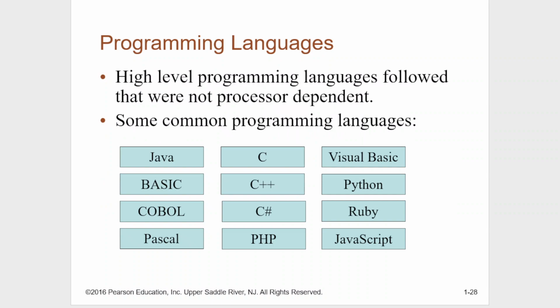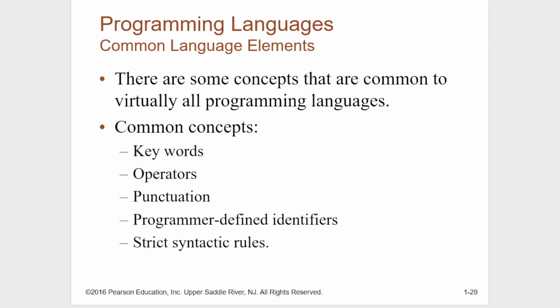High-level programming languages that were not processor dependent followed. And some of these programming languages are below here. We have Java, Basic, COBOL, Pascal, PHP, C#, C++, C, Visual Basic, Python, Ruby, JavaScript. There are so many more you could keep going on to, but that's the idea. The great thing about programming languages is that, in general, they look closer to real language than just ones and zeros. So we use words, keywords, operations, punctuation, programmer-defined identifiers, those types of things. They have strict syntactic rules, but it's much easier than trying to write in binary.